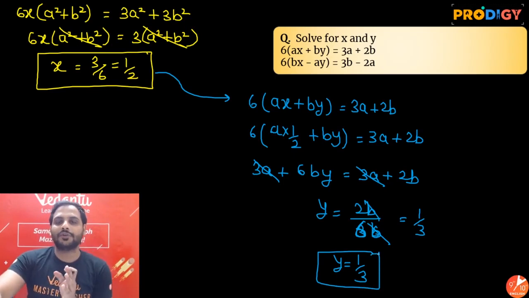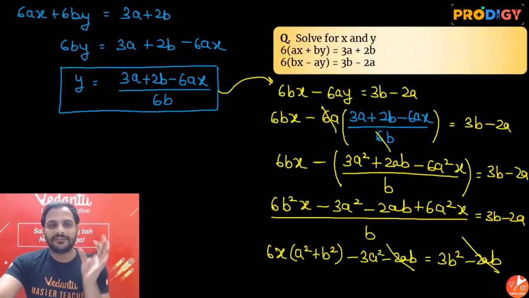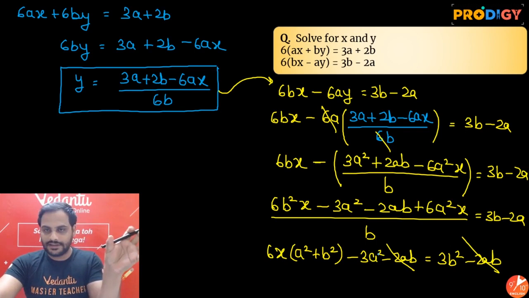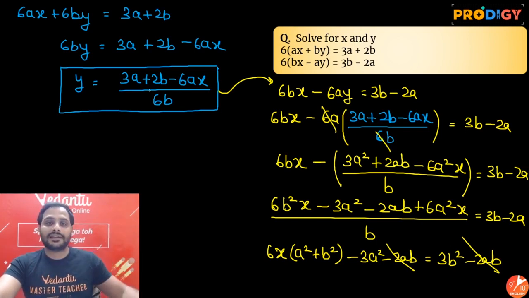ठीक है बेटा? So what is this method I have used? From any one equation, I have taken the value of any one variable and substituted that in the other. So this is called the substitution method. This is called the substitution method.